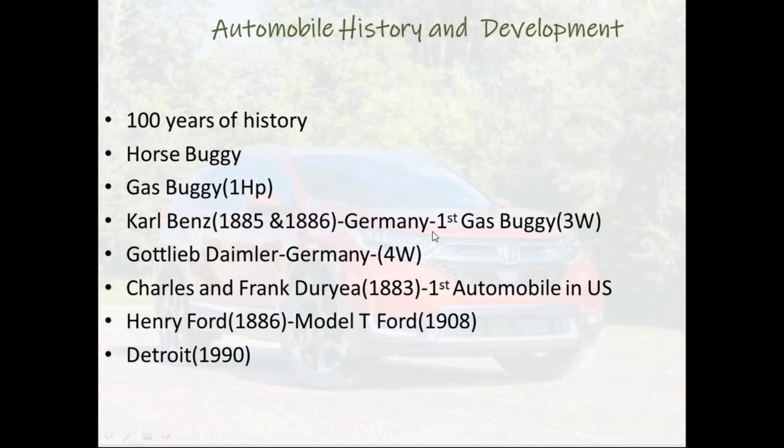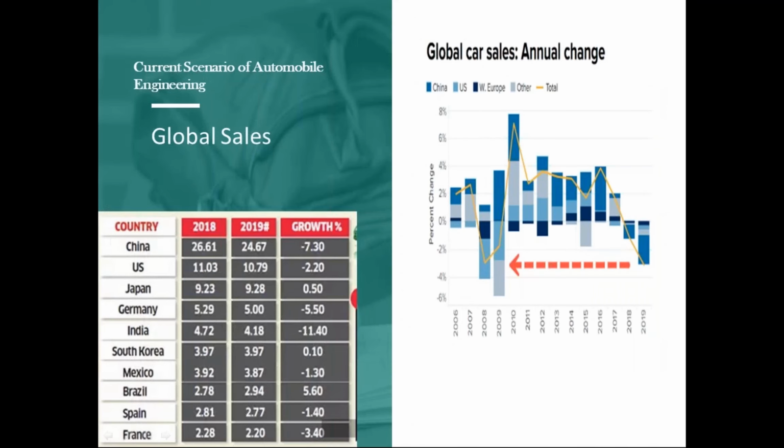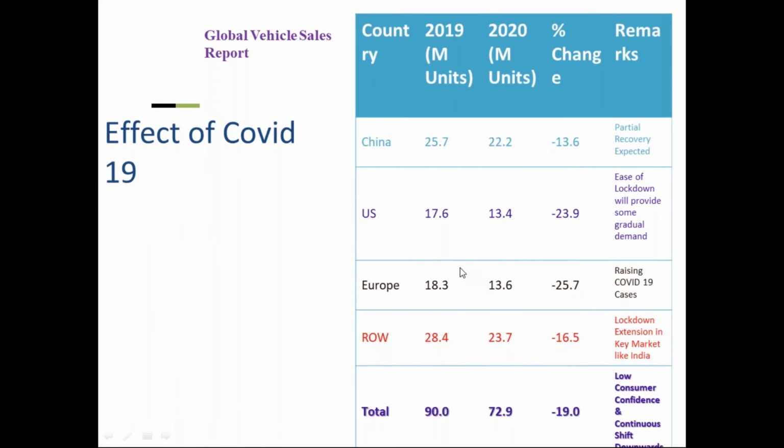Who the manufacturers were and what their contributions were was discussed in the earlier session. The current situation was also dealt with: what the global sales were, and what the effect of COVID-19 was on the sales of different manufacturers in different countries. So this was just a summary of the earlier session.